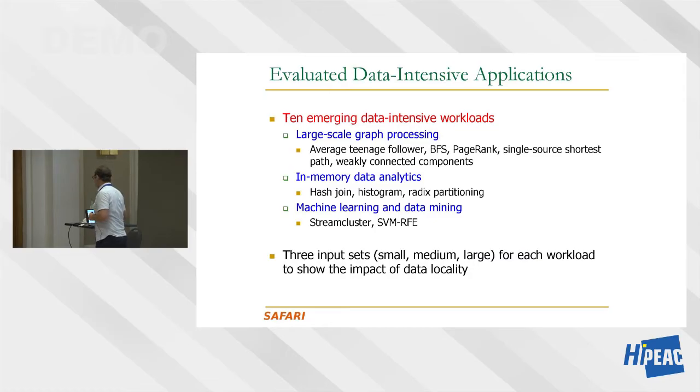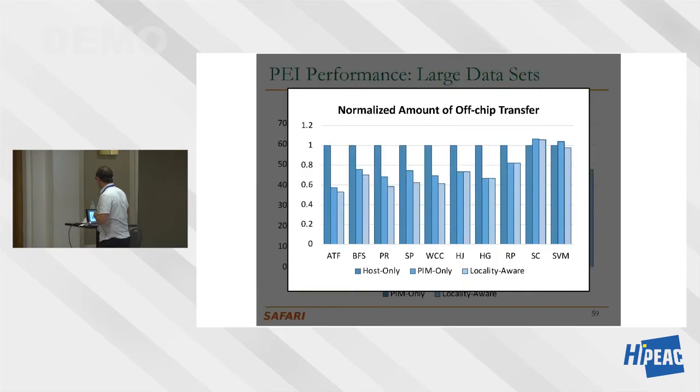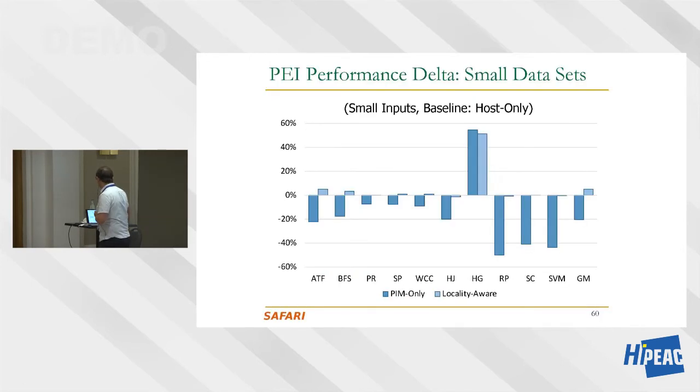Again, I'm going to skip some of these slides because we don't have a lot of time, but feel free to ask questions over here. These slides basically show that if you have large data sets, executing everything on the PIM side is actually good, but if you are more careful, you can get a little bit more performance benefit. So large data sets are a good fit for processing in memory in general, because you reduce the amount of off-chip transfer by pushing things to the memory side. If you have small data sets, you should probably stay in the processor, as you can see. If you push things into the PIM, you'd lose a lot of performance.